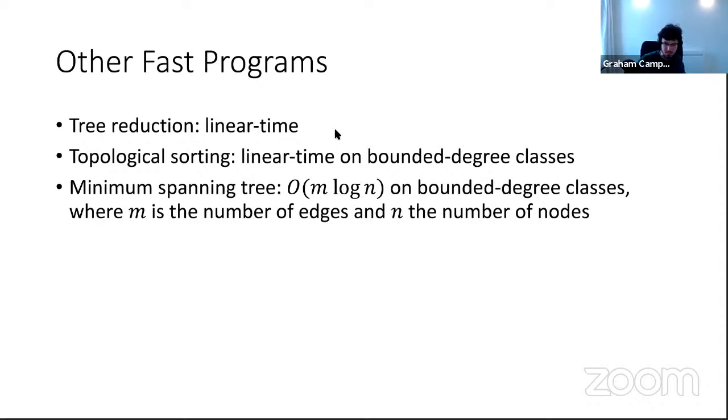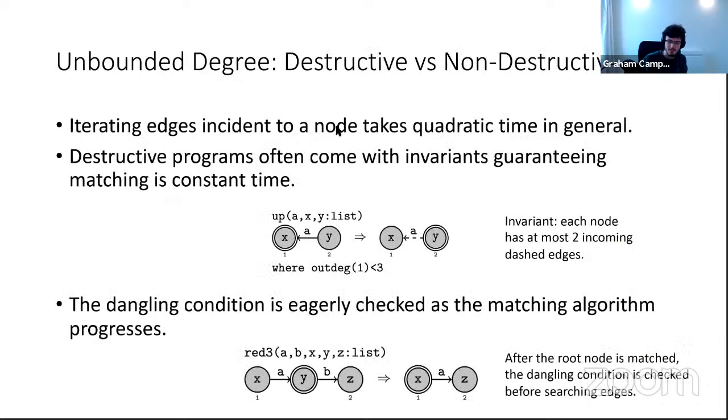So this is m log n time, where m is the number of edges and n is the number of nodes. And again, that works on bounded degree graphs because it uses DFS. Okay. So some comments, which we sort of already covered a bit.